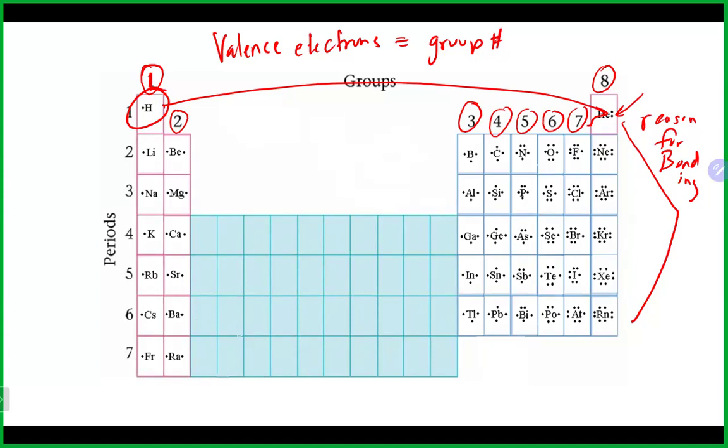Most of what we draw in here pretty much will deal with these elements here. We really don't draw too much that deals with transition metals. But in terms of valence electrons, they do work the same way. The number of valence electrons does equal the group number.